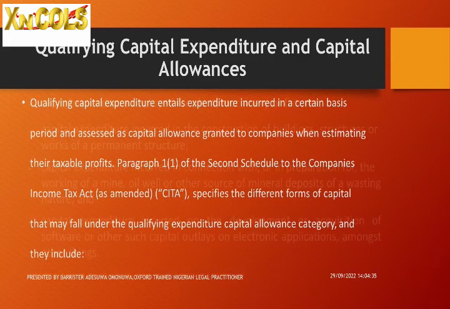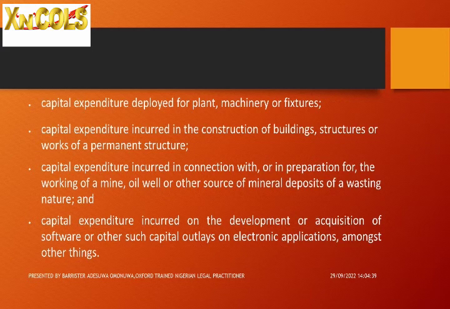And these include expenditure deployed for plants. For instance, we buy generators, machinery or fixtures, construction of buildings, structures or works of a permanent structure, such as things that can expand your business, or incurred in connection with or preparation for the working of a mine, oil well, or other mineral deposits of a wasting nature, or capital expenditure incurred on the development or acquisition of software for your business, such as maybe computers and other things.